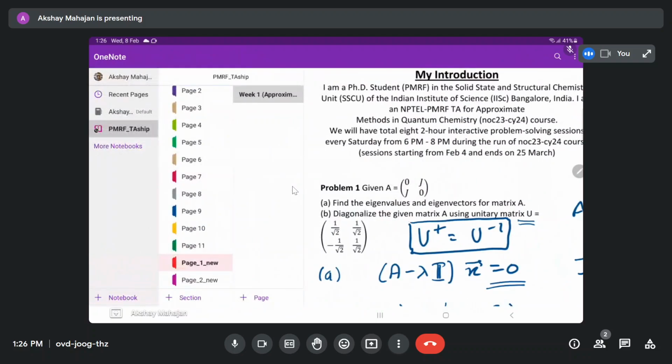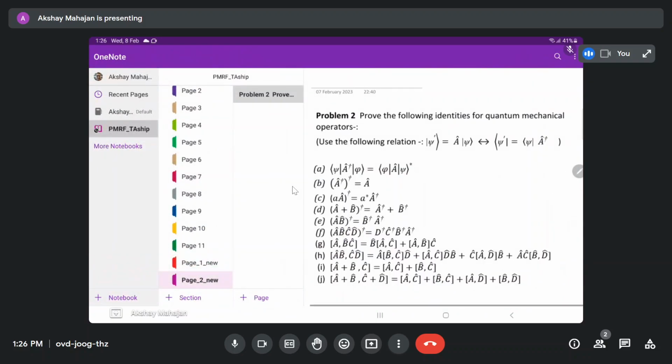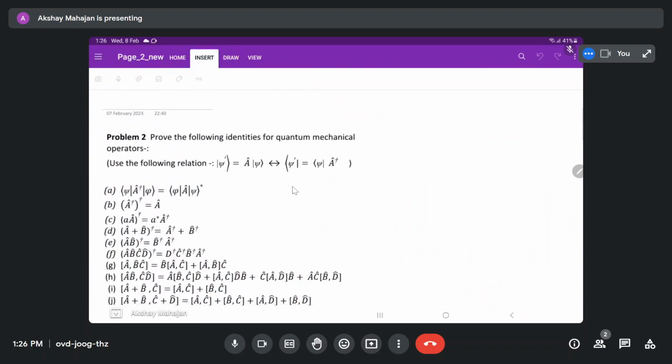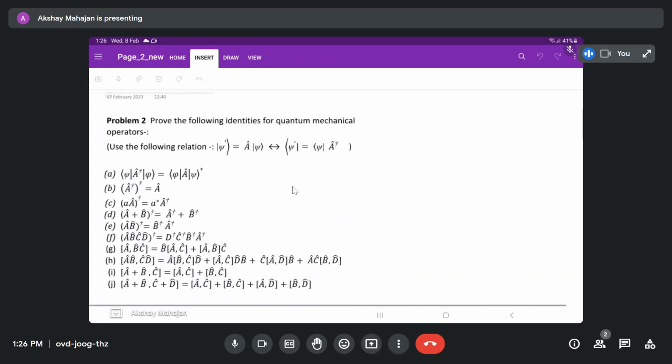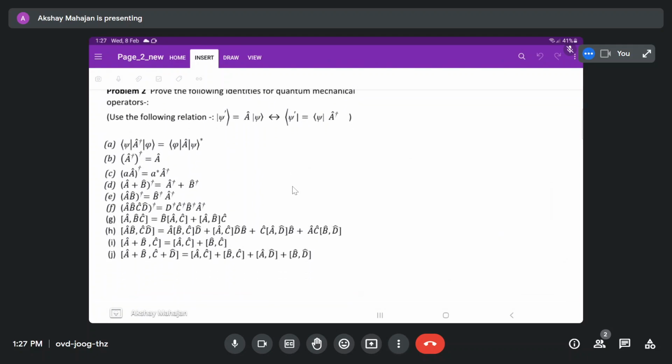Okay, now we will go to problem 2 that was discussed in the previous session. In this problem, we basically prove four identities about our operators, their adjoints and their commutations. Mainly we are going to use this important relation: if we write the ket psi prime as A cap times ket psi, then the bra of psi prime will be equal to the bra of psi times the adjoint of that operator.